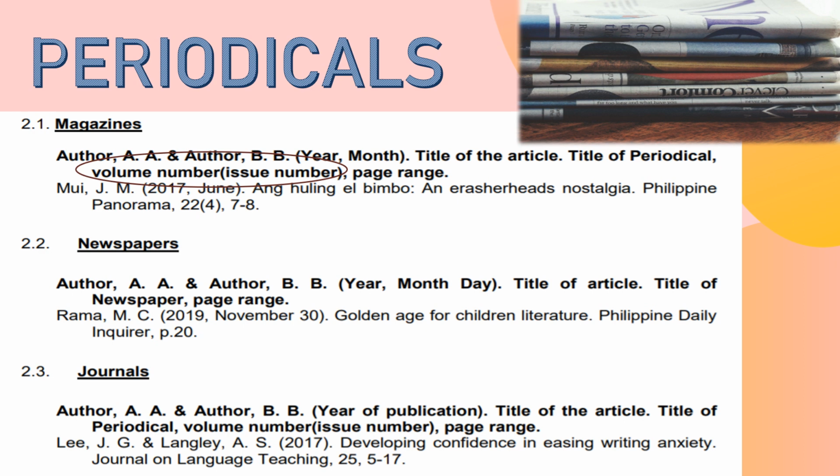For newspapers, you just have to add the title of the newspaper, comma, page range. So there is no volume number and issue number. For journals, it's quite the same as the magazines. So author or authors, and then year of publication enclosed in parentheses, period, the title of the article, period, title of periodical, comma, volume number, and then issue number enclosed in parentheses, comma, and then the page range.